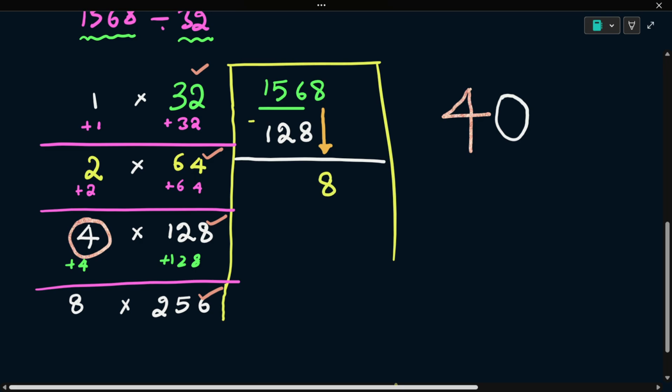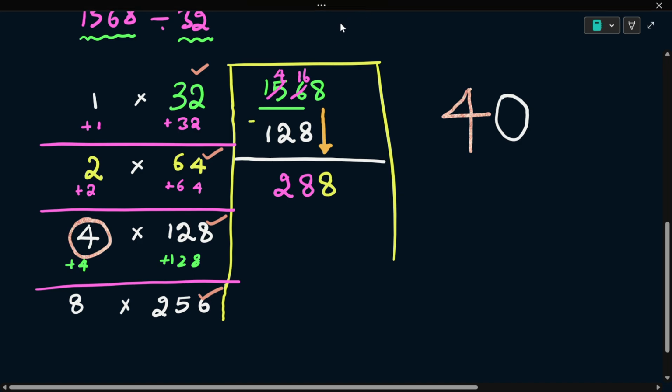And what is 156 minus 128? So it's not possible. Let me borrow. So this becomes 4 and this becomes 16. So 16 minus 8 is 8. And what is 4 minus 2? It's 2. And 1 minus 1 is 0. So I'll be getting 288 as the answer.